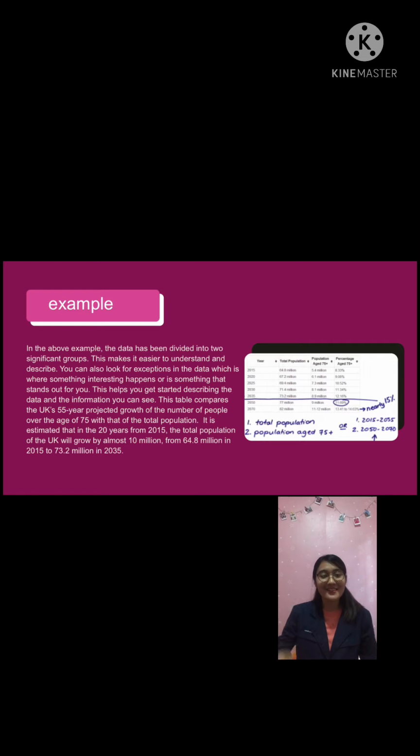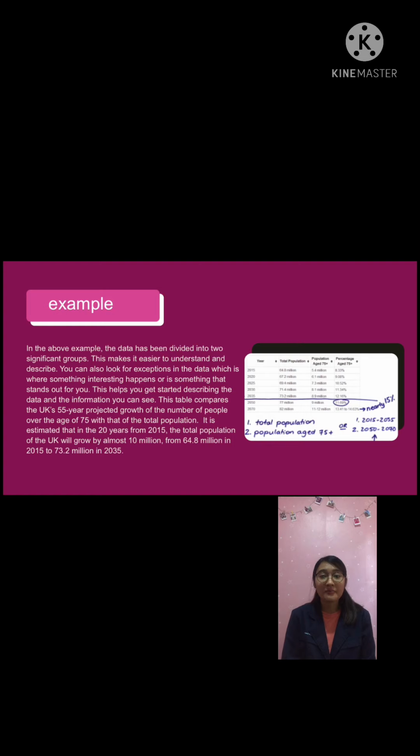Now guys, you can see the example about tabular data in this slide. In the above example, the data has been divided into significant groups. This makes it easier to understand and describe it. You can also look for exceptions in the data, which is where something interesting happened or something that stands out for you. This helps you get started describing the data and the information you can see.